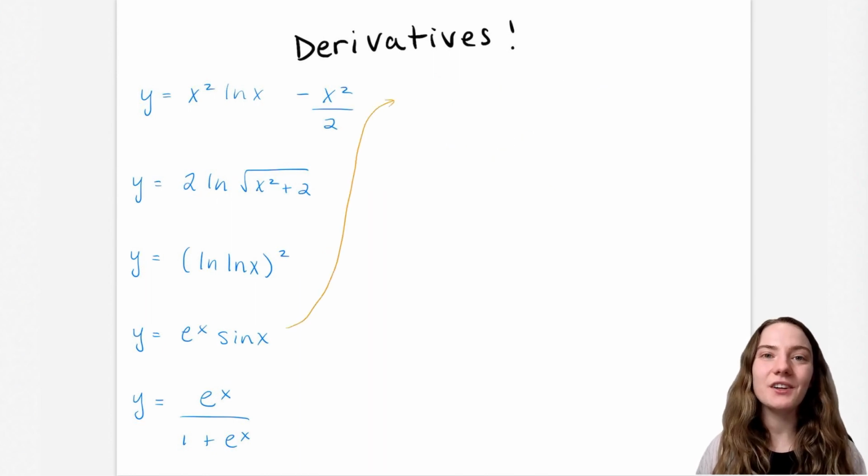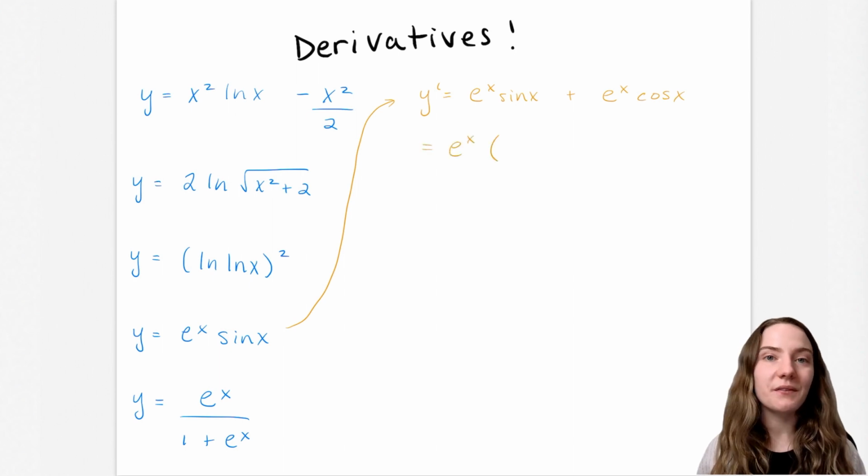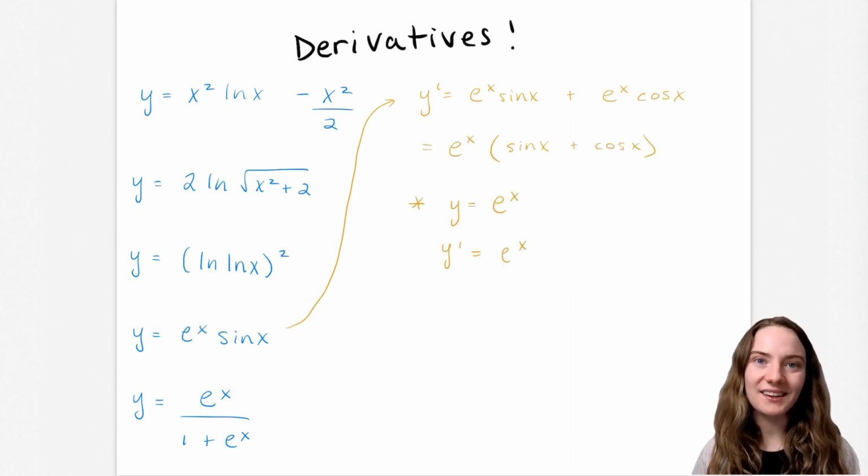Alrighty, now it's time to move on to our exponential functions, which contain e to the power of x. I want you to pause the video and try and find the derivative. So for this derivative, you would have used the product rule, but the key was remembering that the derivative of e to the power of x is just e to the power of x.